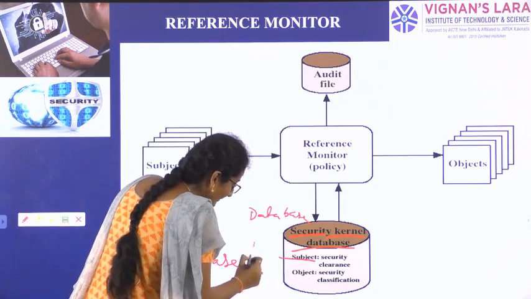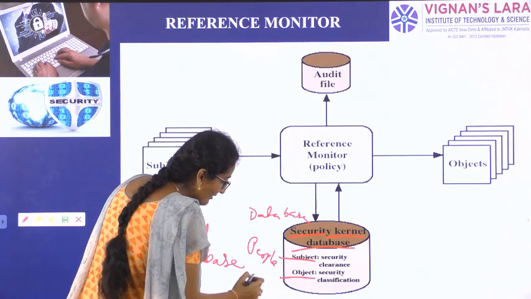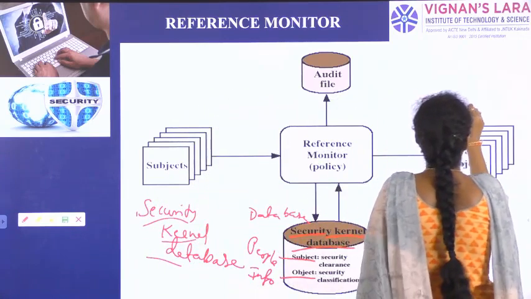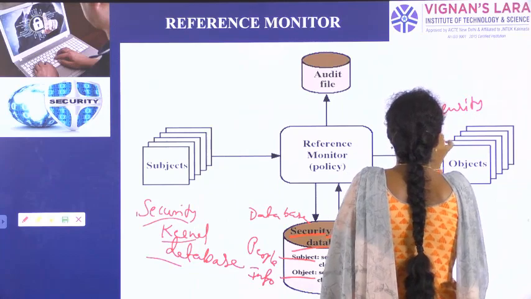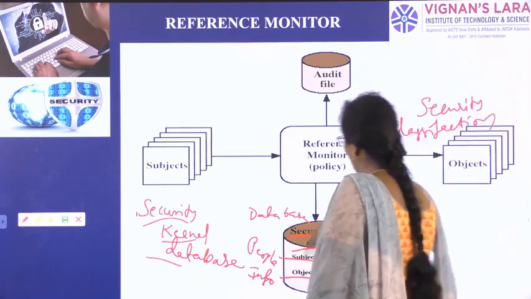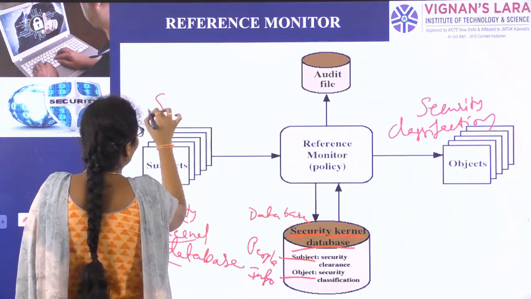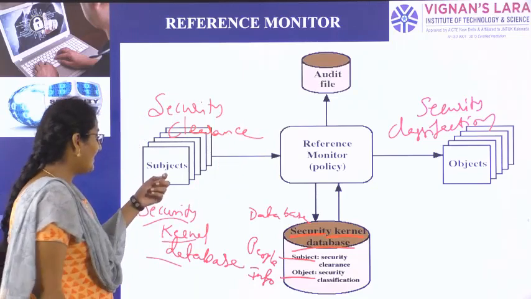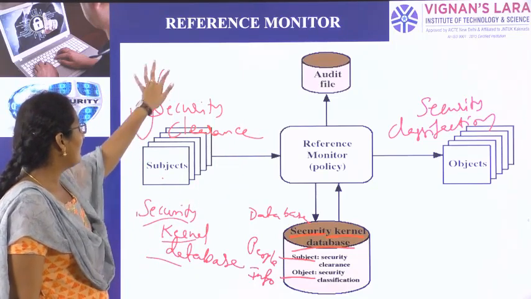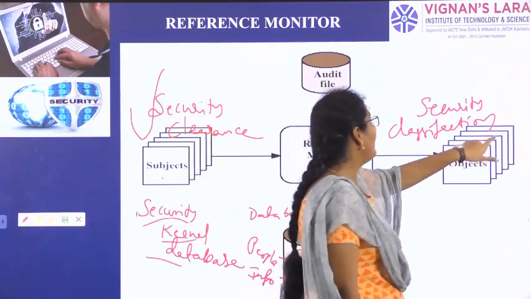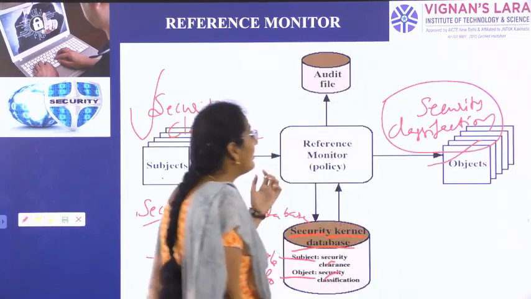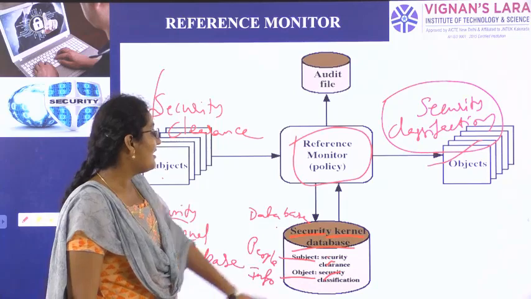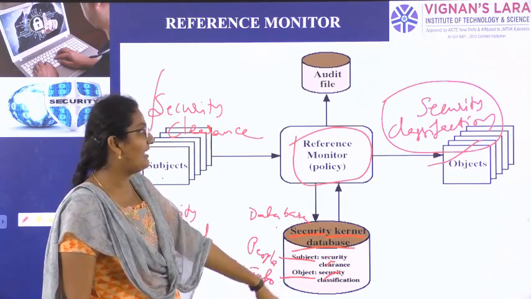What does this database have? It has information about subjects, nothing but people. It has information about objects, nothing but information. What will we do on objects? Security classification. On people, what are we doing? Security clearance. Subject means people or programs, and we should have security clearance on them. Object means information, and we should have security classification on it. All these things are happening in the reference monitor. Here we have the security kernel database, where we have the complete information about people and information.